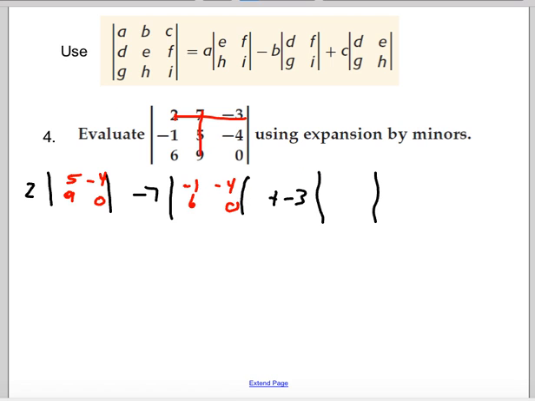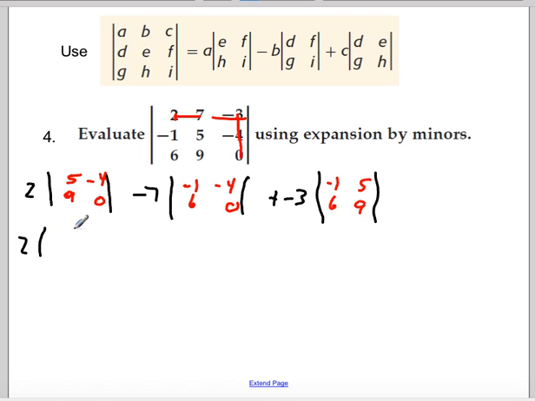And then our last one here, we're now going to go ahead here. And since now we're looking at the negative 3, what's left? Negative 1, 5, 6, 9. So now what we're going to do is find the determinant of each one of those matrices. So the 2 is outside here.